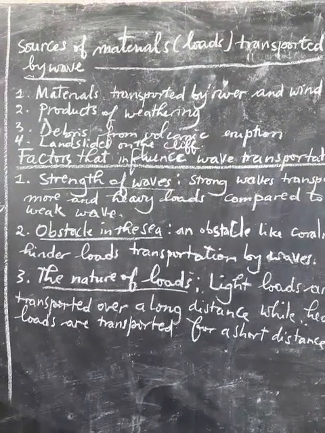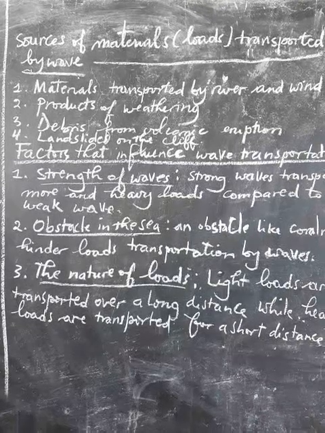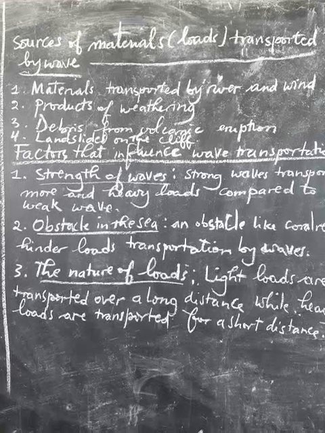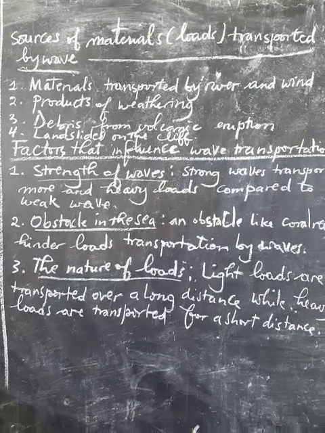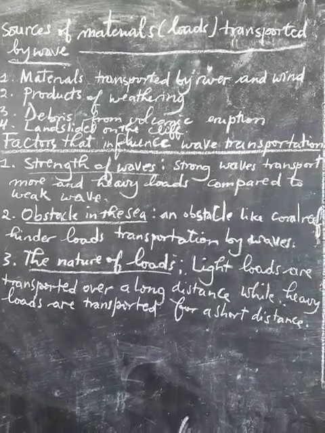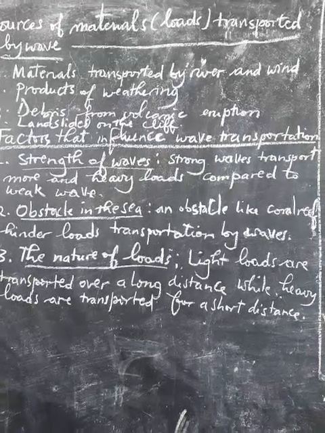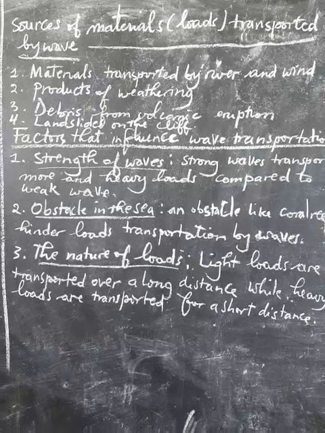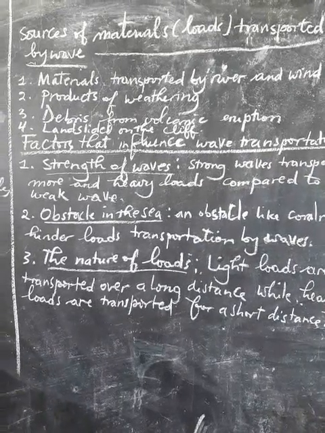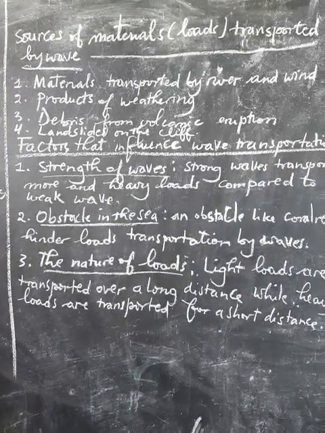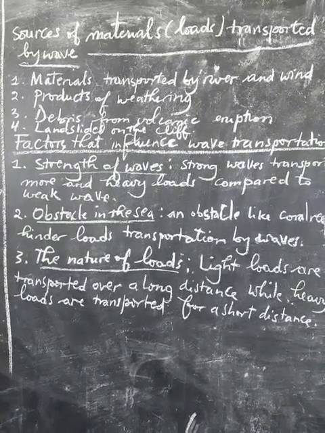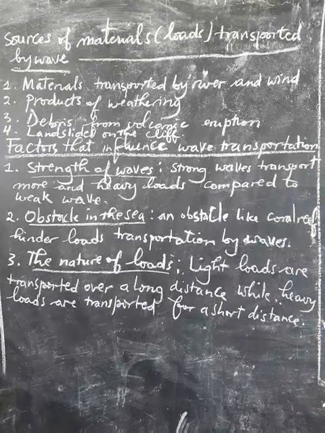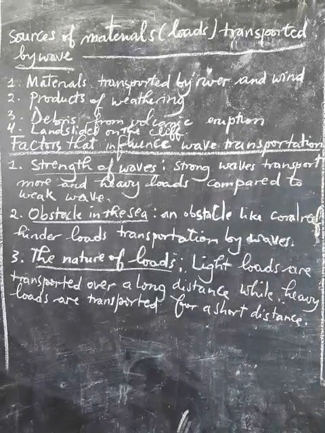Number two, products of weathering. When rocks in the ocean or sea are broken down into small particles, they will be transported by a wave from one place to another. We also have debris from volcanic eruption. When a volcanic eruption takes place in the oceans, some rock particles from the eruption are transported by a wave from one place to another.